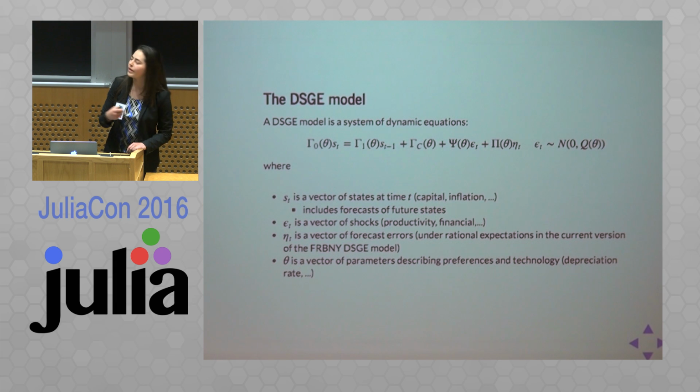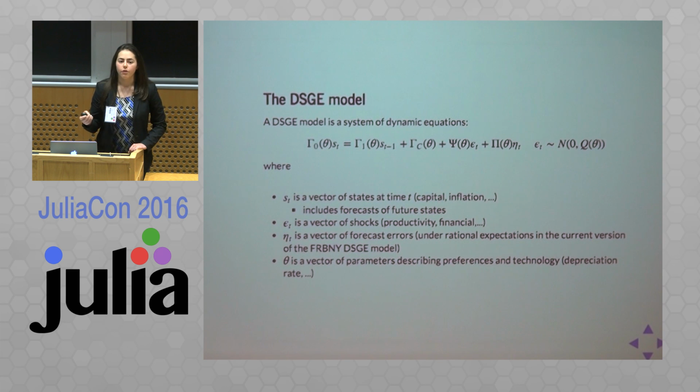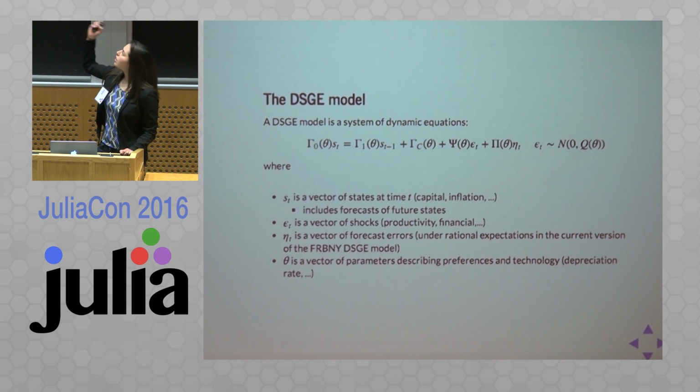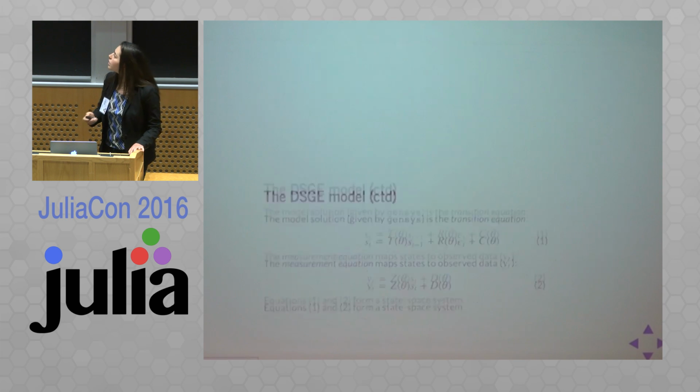So eta t is a vector of rational expectations forecast errors under that assumption. And then theta is a vector of model parameters that describe preferences and technology. For example, the depreciation rate of capital is a parameter. And notice that the parameters do not have a subscript t, so those are time invariant. And then finally, all these big Greek letters are just matrices of coefficients that we multiply by all these other variables. And that's our DSGE model.